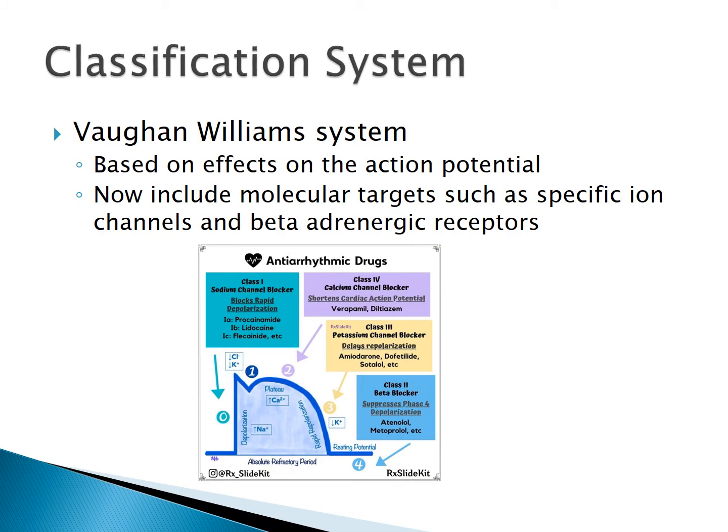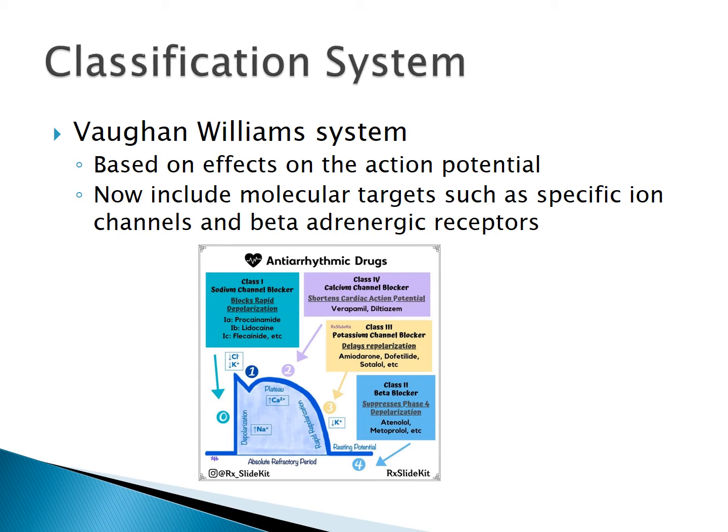The antiarrhythmic classification system was developed by Miles Vaughan Williams in 1970. The system was based on the effects of the medications on the cardiac action potential. It has four main classes. Class 1 includes the sodium channel blockers, Class 2, the beta blockers, Class 3, the potassium channel blockers, and Class 4, the calcium channel blockers.